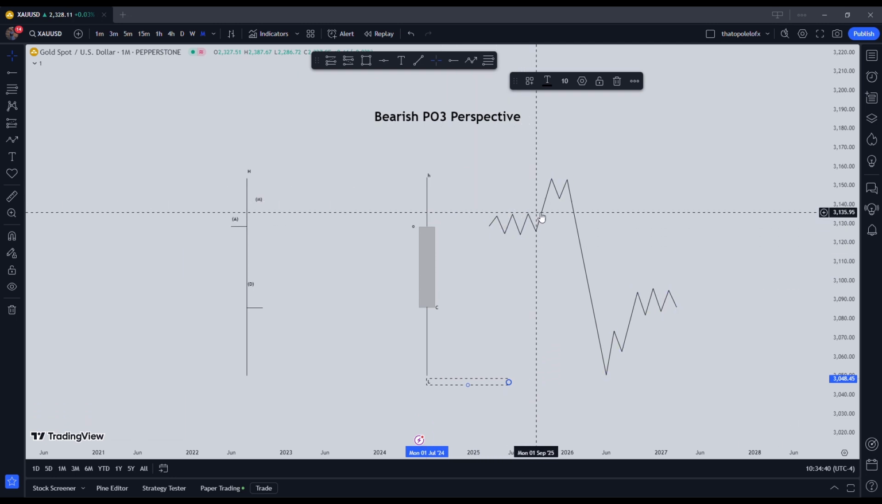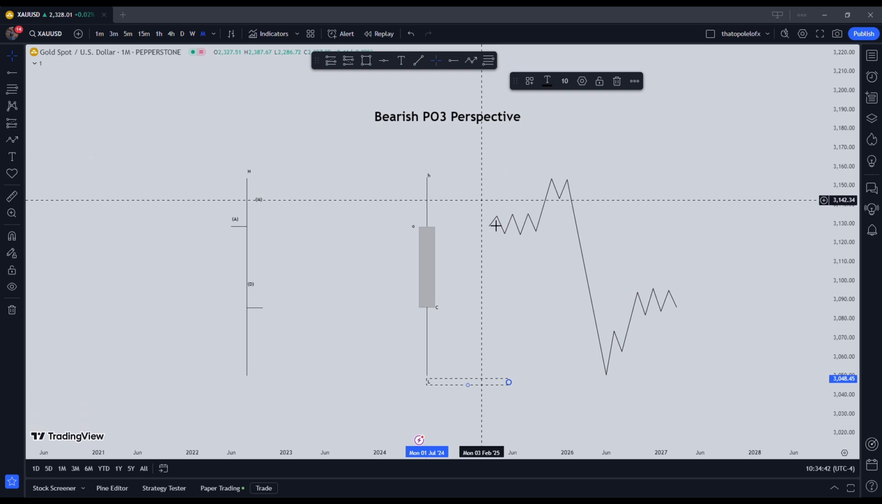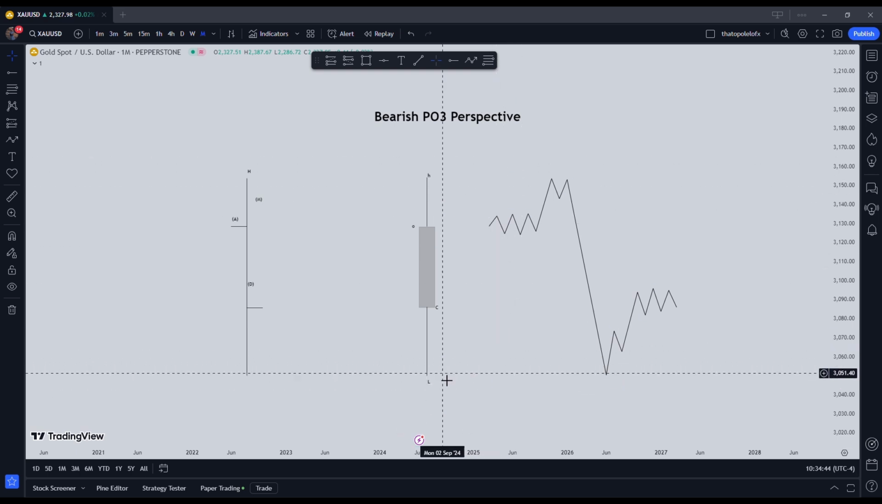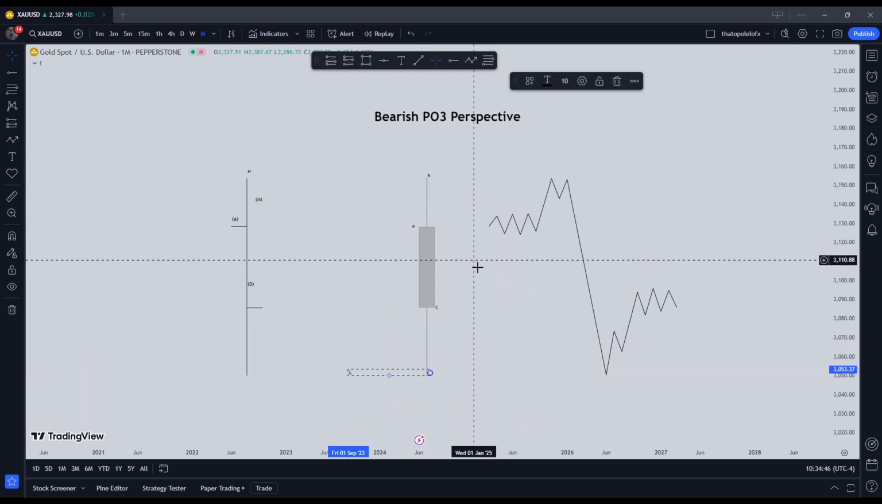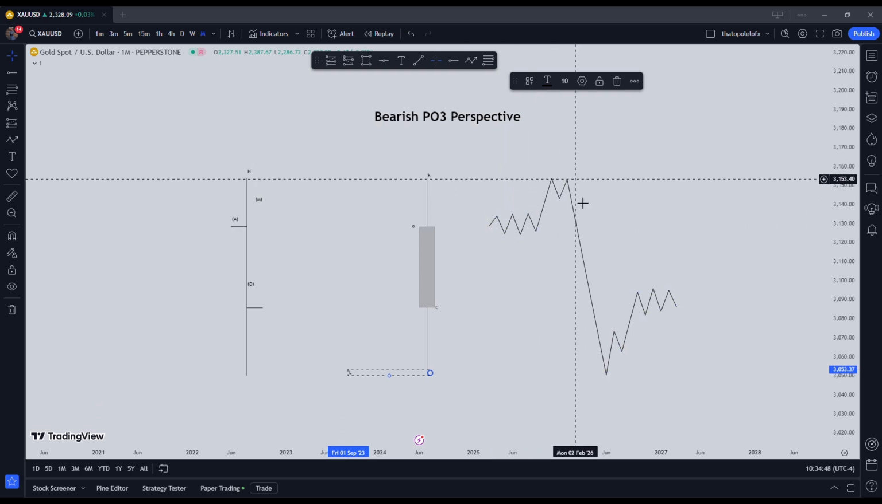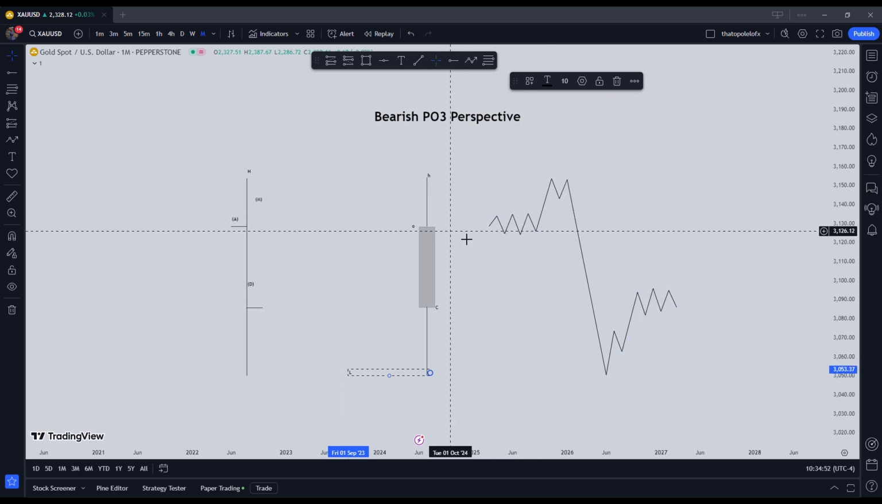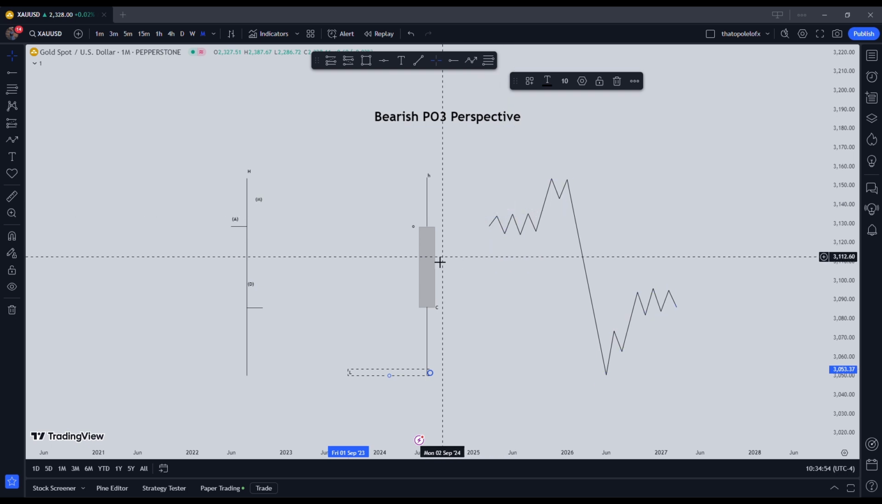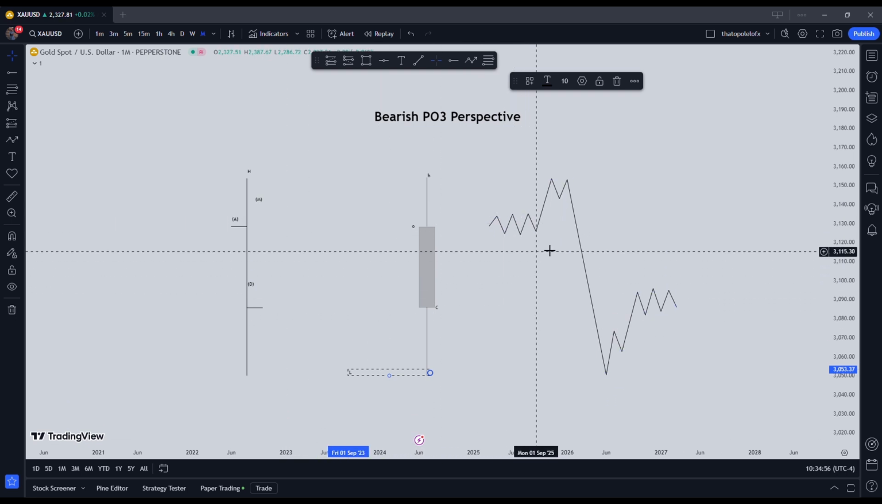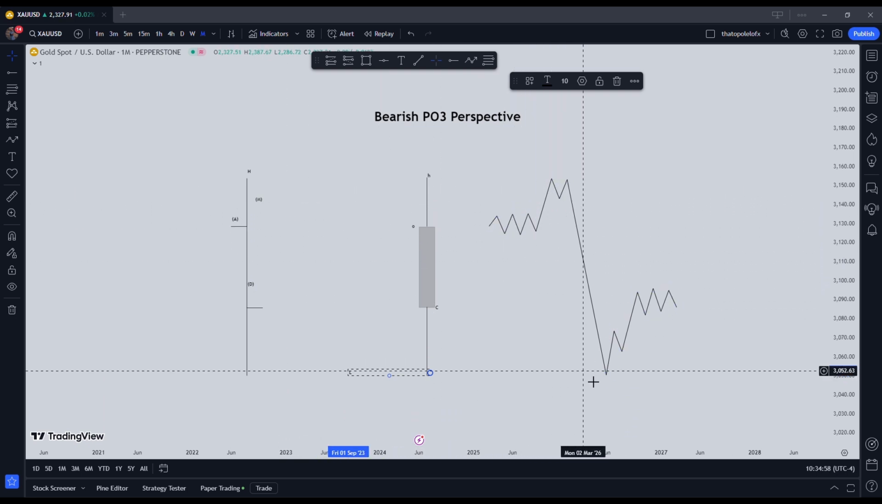So if I were to give you homework, please take a screenshot of this. If you are using a PC, or even if you're using your phone, take a screenshot of this little chart. Mark out where the accumulation is, where the manipulation is, and where the distribution is, and then you can send it directly to my Telegram, and I'll assist where possible.